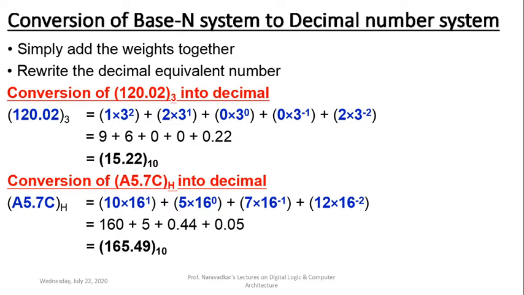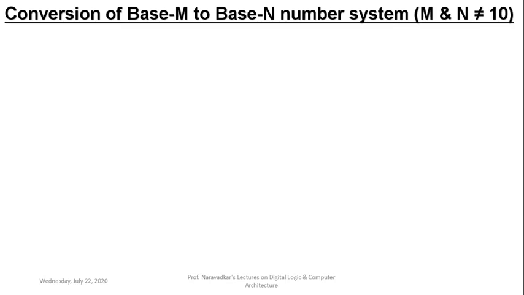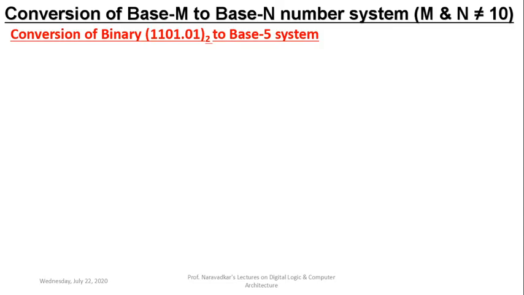Now once we have converted that hexadecimal to decimal, then a few more examples. Here, the conversion of base M system to base N number system.